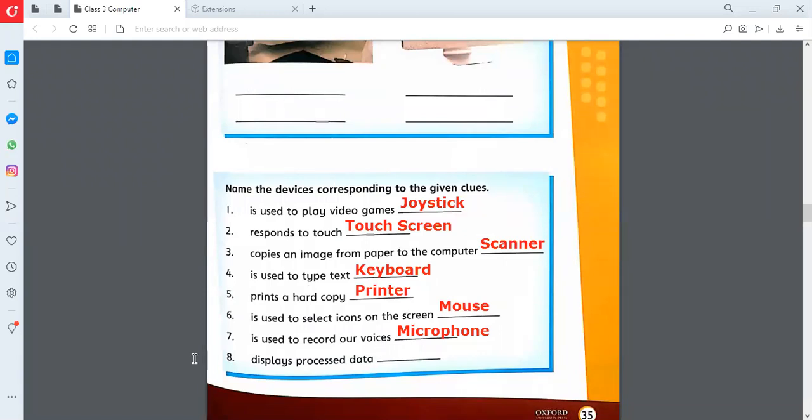Sir, can I tell you something? Okay, let me write it and then we will ask the question. So the answer for this one is monitor. Now my question is, is everybody done writing these answers in the book, page number 35? Say yes or no. Yes, sir. Okay.